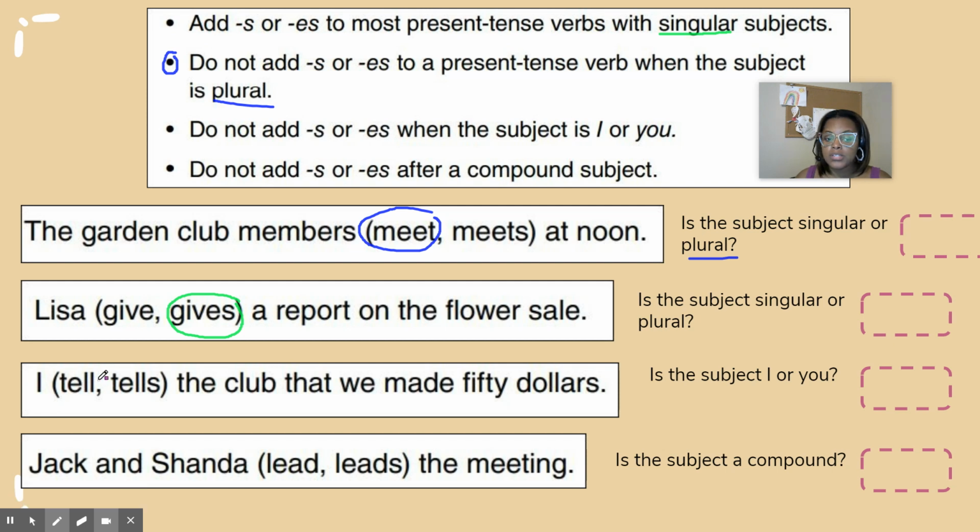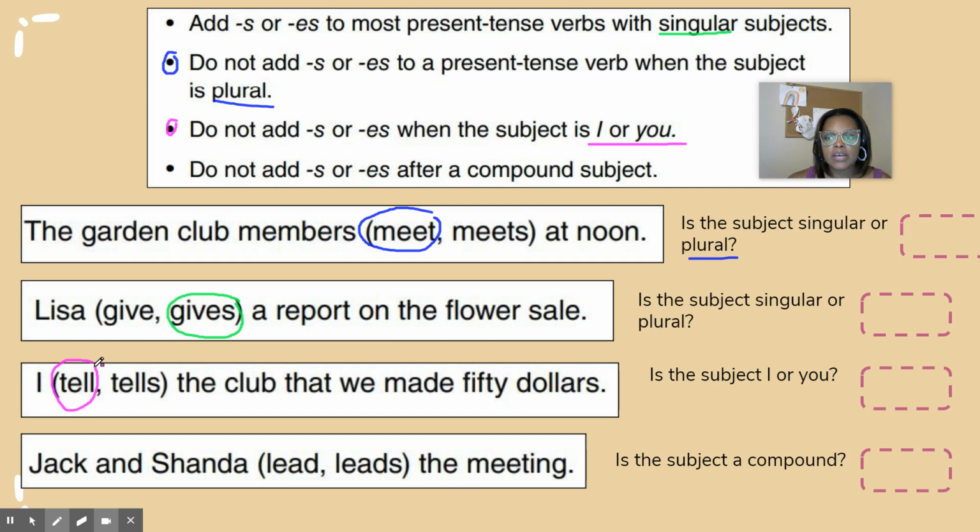I tell or tells the club that we made $50. Who is the subject? The subject is I. Remember our rule for I's. We don't do anything. It's perfect. I tell the club that we made $50. Don't need to do anything.